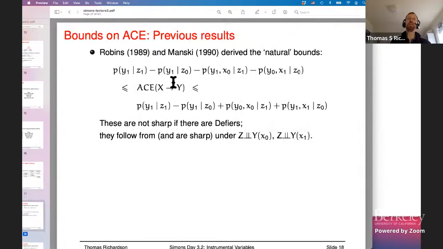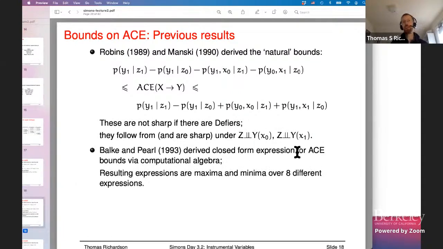Okay, so just to say a couple of words about previous results. Robins and Manski derived natural bounds on the average causal effect in this particular setting. These bounds are not sharp in general if there are defiers. They follow from weaker assumptions, from just these two Meissner independences.